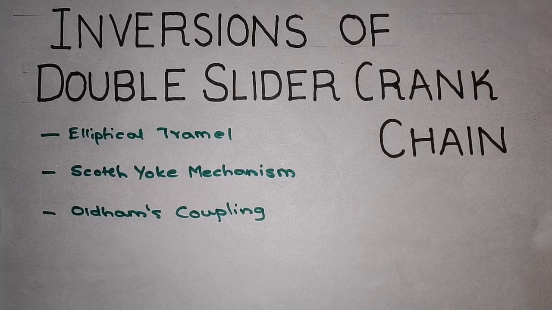Hello friends, welcome to the next lecture in kinematics of machines. In this lecture we'll be seeing what are inversions of the double slider crank chain. We'll be seeing the elliptical trammel, the Scotch yoke mechanism and Oldham's coupling, which are inversions of the double slider crank chain. So please stay tuned with this video lecture.